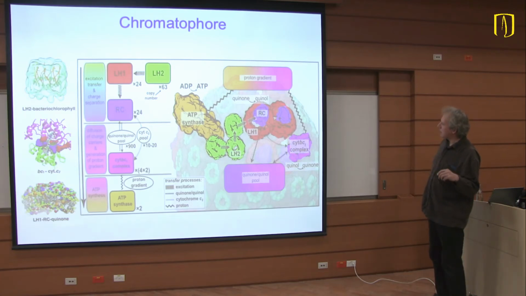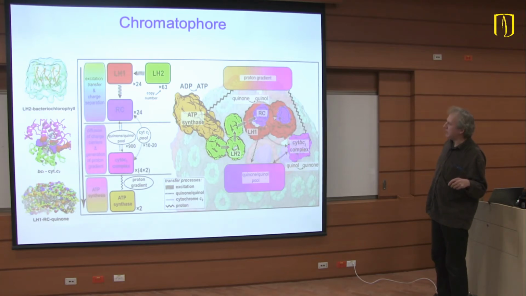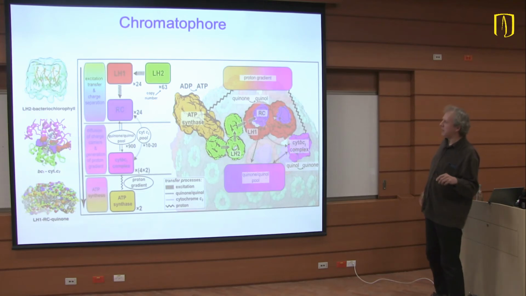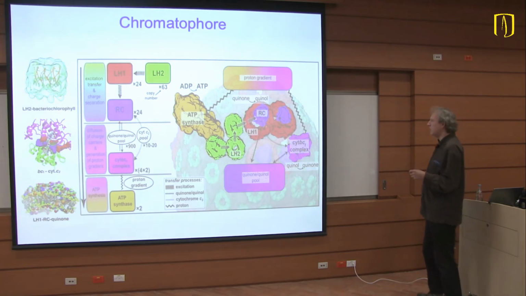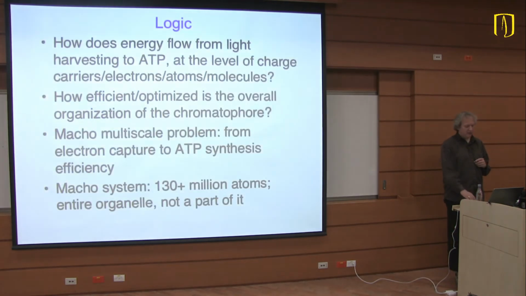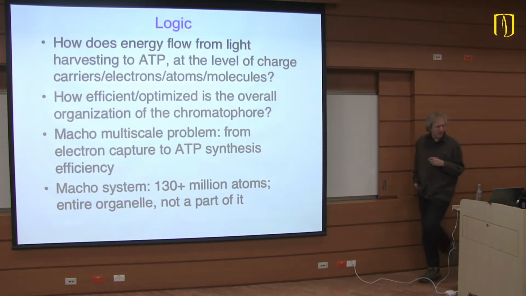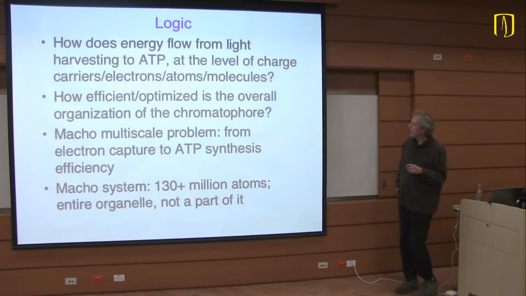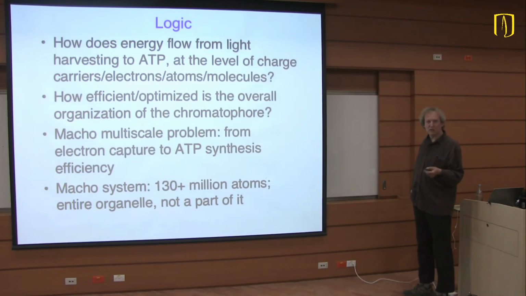But this is a cartoon of the process. But basically, you start with light capturing in chlorophylls. This causes chemical reactions where you transfer energy to a quinone pool. And from that, you generate a proton gradient that helps the ATP synthase to make ATP. So it's a relatively simple process, and we know all of the components. So the questions that we're asking: how does energy flow from light harvesting to ATP at the level of basically starting with electrons and photons to ATP synthesis?